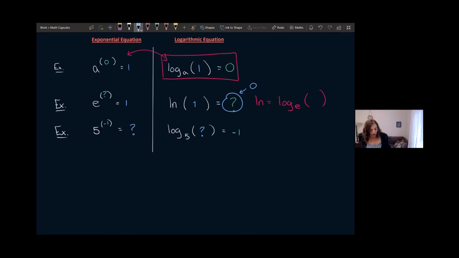So I can convert this equation to an equivalent expression that says 5 to the -1 equals what? Well, I know how to solve that. 5 to the -1 is 1 over 5 to the 1. So it's 1 over 5. That means that my unknown value here is 1 over 5. That's how you can go back and forth between exponential and logarithmic equations, and sometimes it can help you figure out some unknown values. For more practice on this, check out the next video.